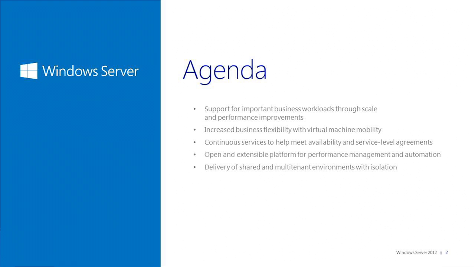Yeah, sure. Today we've got an agenda here that your readers want to know about. So we're going to be covering important business workloads that scale and performance improvements. We're going to be covering increases in flexibility, virtual machine mobility, continuous services, all that stuff that your users want to look at. But when we look at Windows Server 2012, the main focus that we had is really about cloud optimizing your IT. And you're probably wondering, what the heck does that mean, right?